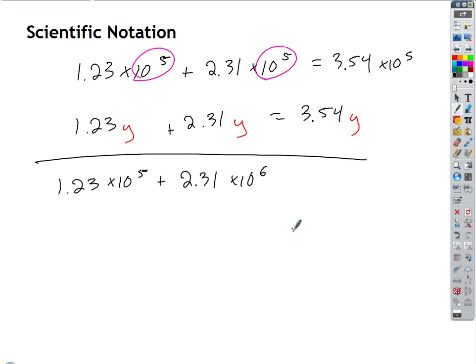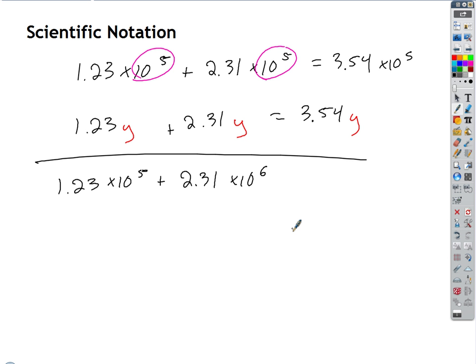Can I do the same kind of thinking on this one? Not directly, obviously, because I've got different groups. I've got 1.23 groups of this many plus 2.31 groups of that many. Well, those aren't like terms anymore, are they? We could just make them like terms. Maybe that's a suggestion. What do you think? Suggestions here?